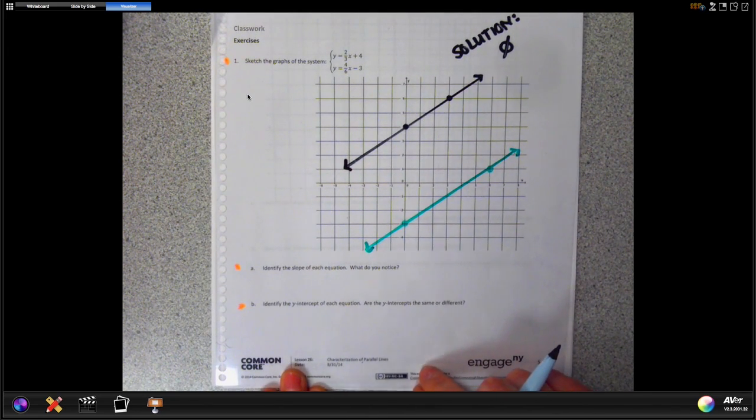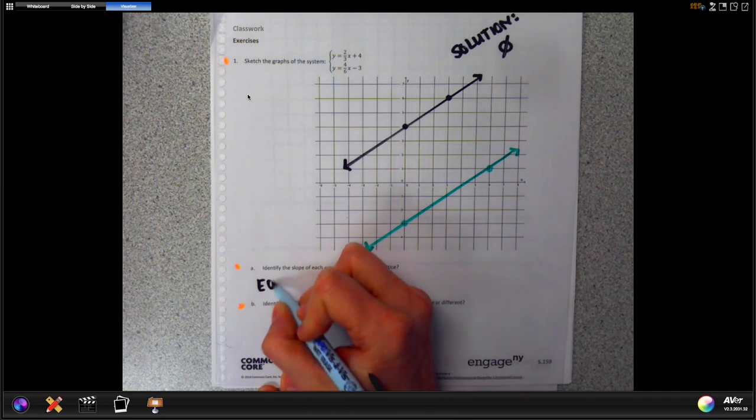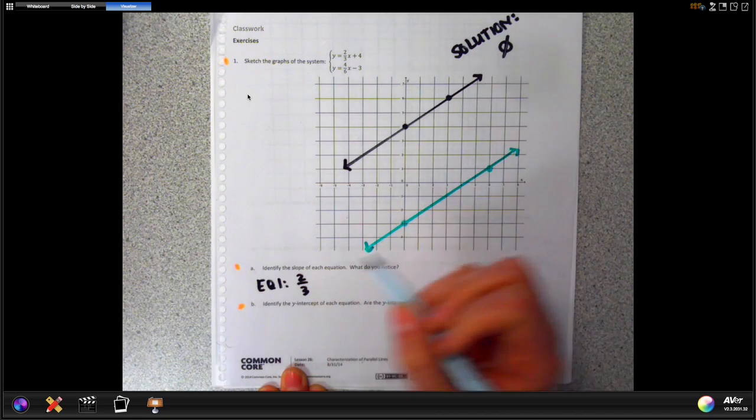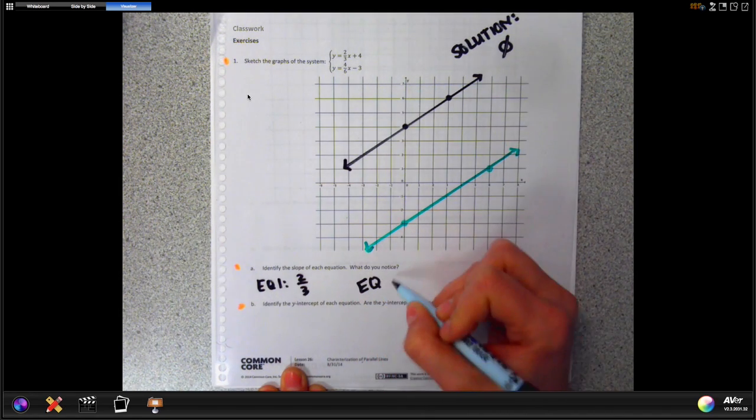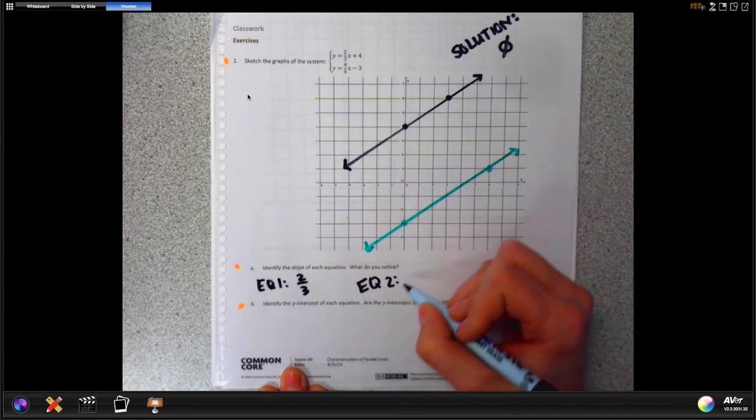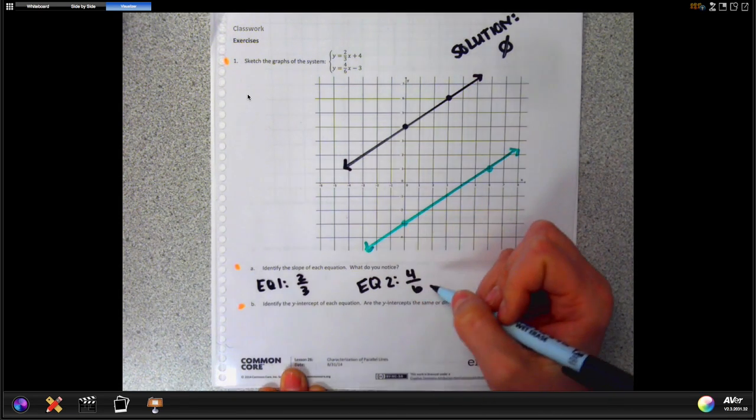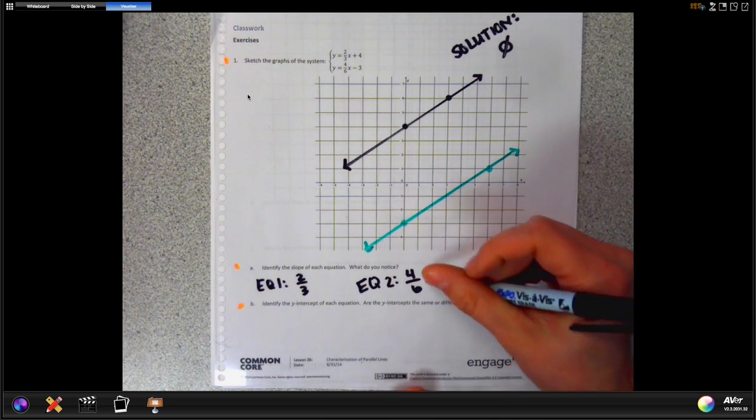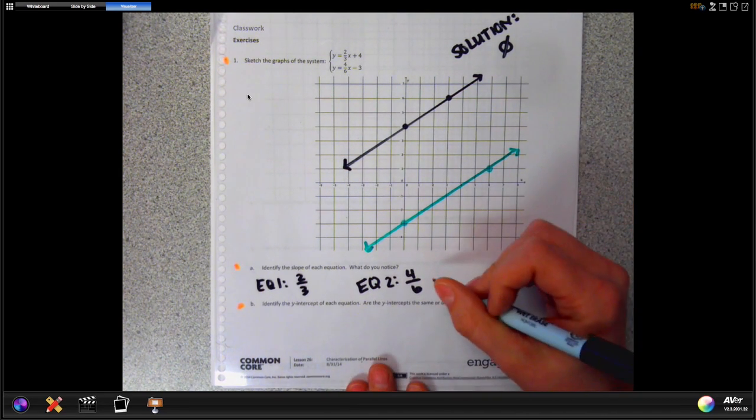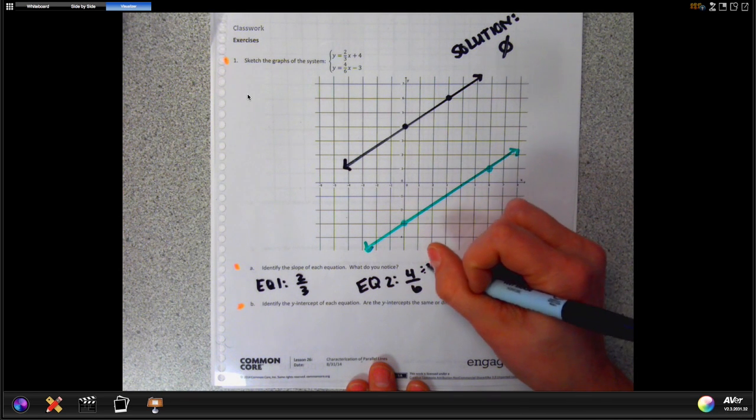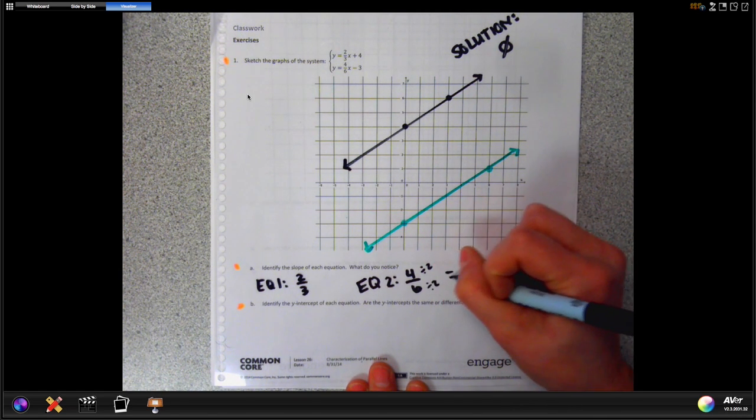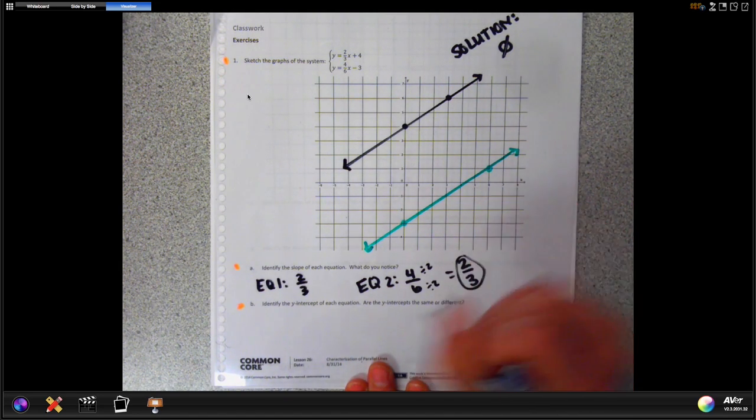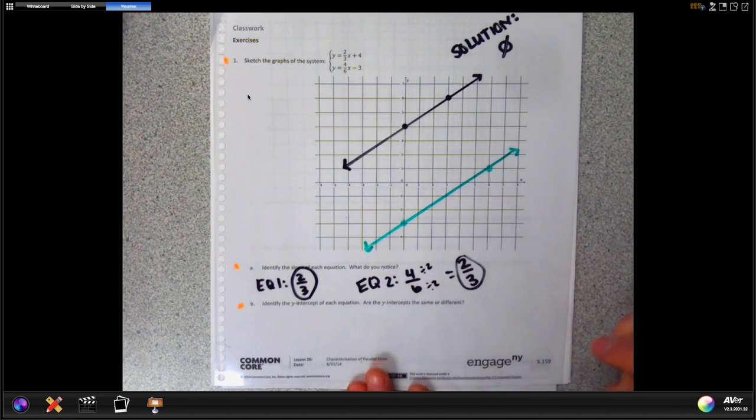So for part A, equation 1, our slope was 2/3. That's next to the x. And equation 2, our slope was 4/6. And what do we notice about that? Well, 2/3 is in simplest form, but 4/6 isn't. So if we simplify 4/6 by dividing the numerator and denominator by 2, the simplified version of that is 2/3. So we notice that the slopes of our two equations are actually the same.